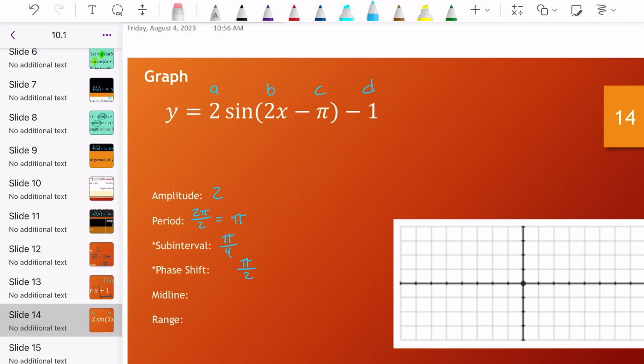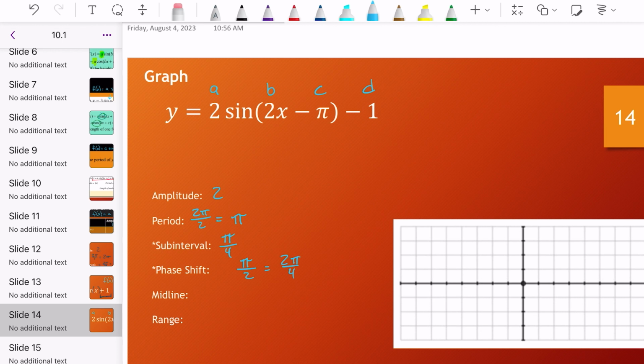Now, considering how our subintervals are occurring at pi over 4, we're going to want to go ahead and convert this pi over 2 to be 2 pi over 4. This is going to make it a lot easier for you to be able to graph and keep everything in the same organized graph.